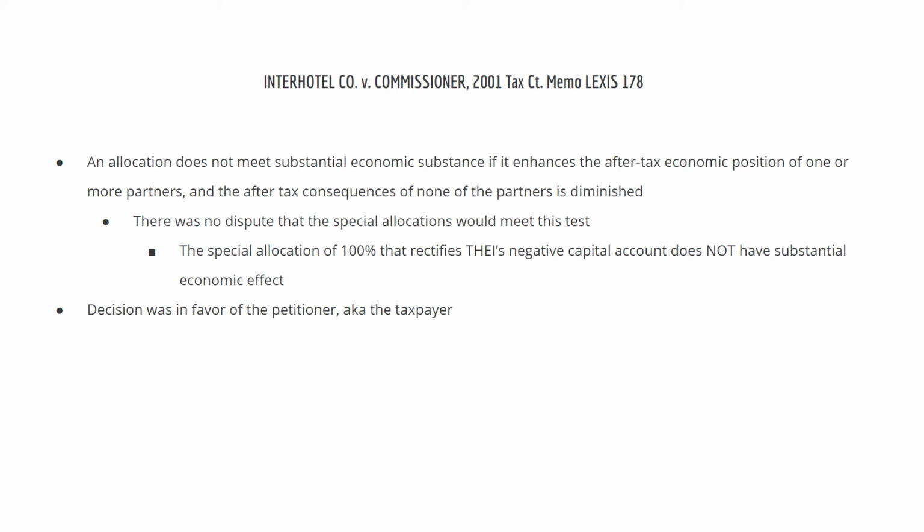And in turn, the decision was in favor of the petitioner, aka the taxpayer, because it didn't hurt the economic tax position of the one partner and it didn't diminish that of the other partners. And that is our presentation on economic substantial tests and allocations.